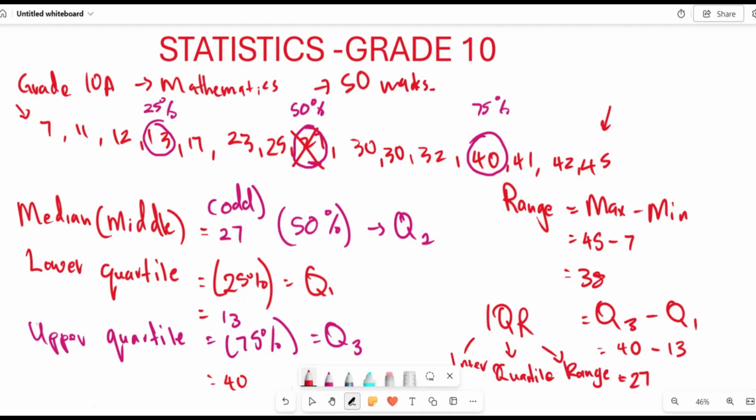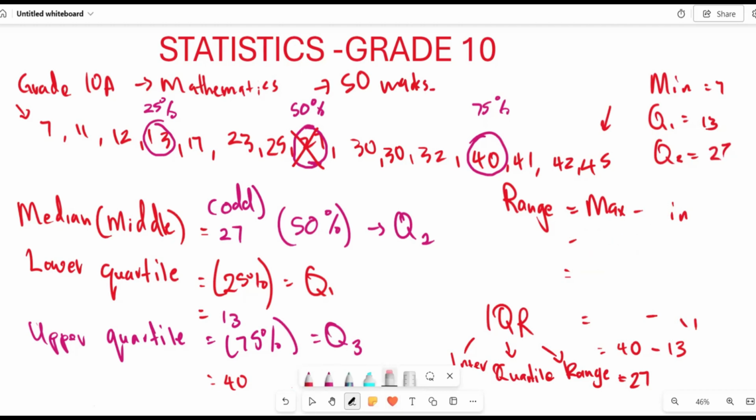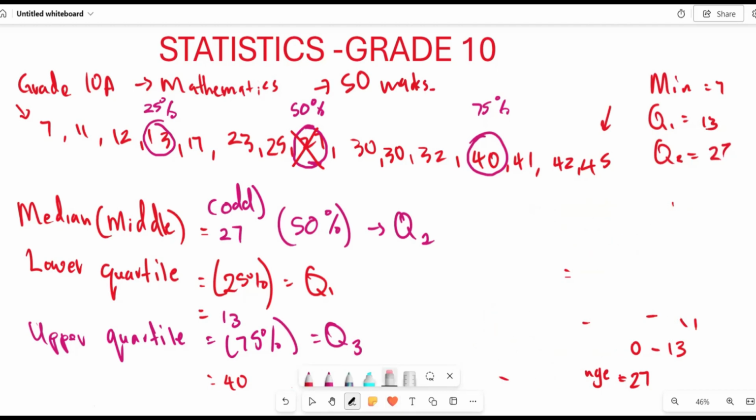So which means now we have the minimum value, which is 7. We have your Q1, which is 13. We have your Q2, which is also regarded as your median, which is going to be 27, right? We have our Q3, and the value of our Q3 is given by 40. And your maximum value is given by 45.